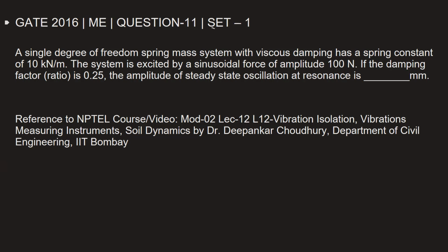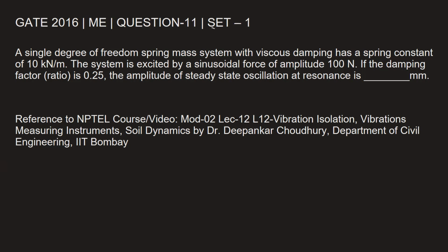This question is from GATE 2016 Mechanical Engineering Paper Set 1, question number 11. A single degree of freedom spring mass system with viscous damping has a spring constant of 10 kN per meter. The system is excited by a sinusoidal force of amplitude 100 Newton. If the damping factor or ratio is 0.25, the amplitude of steady state oscillation at resonance is dash millimeters.